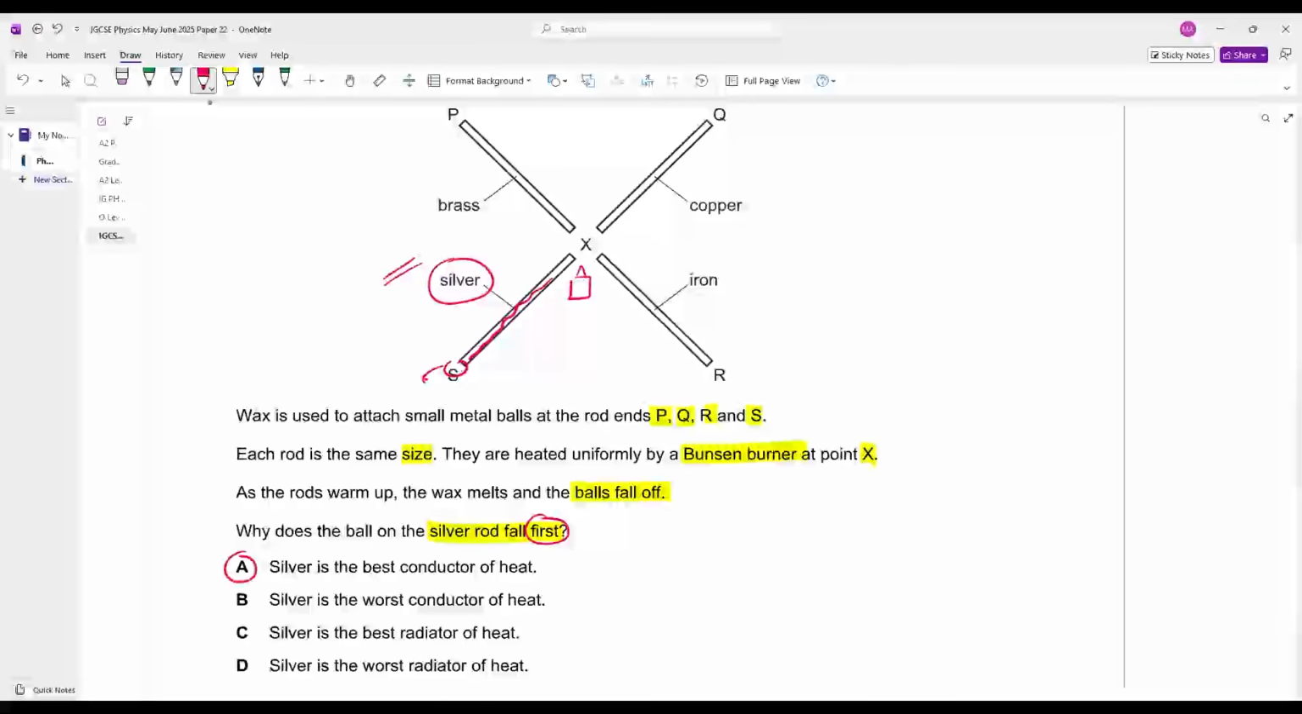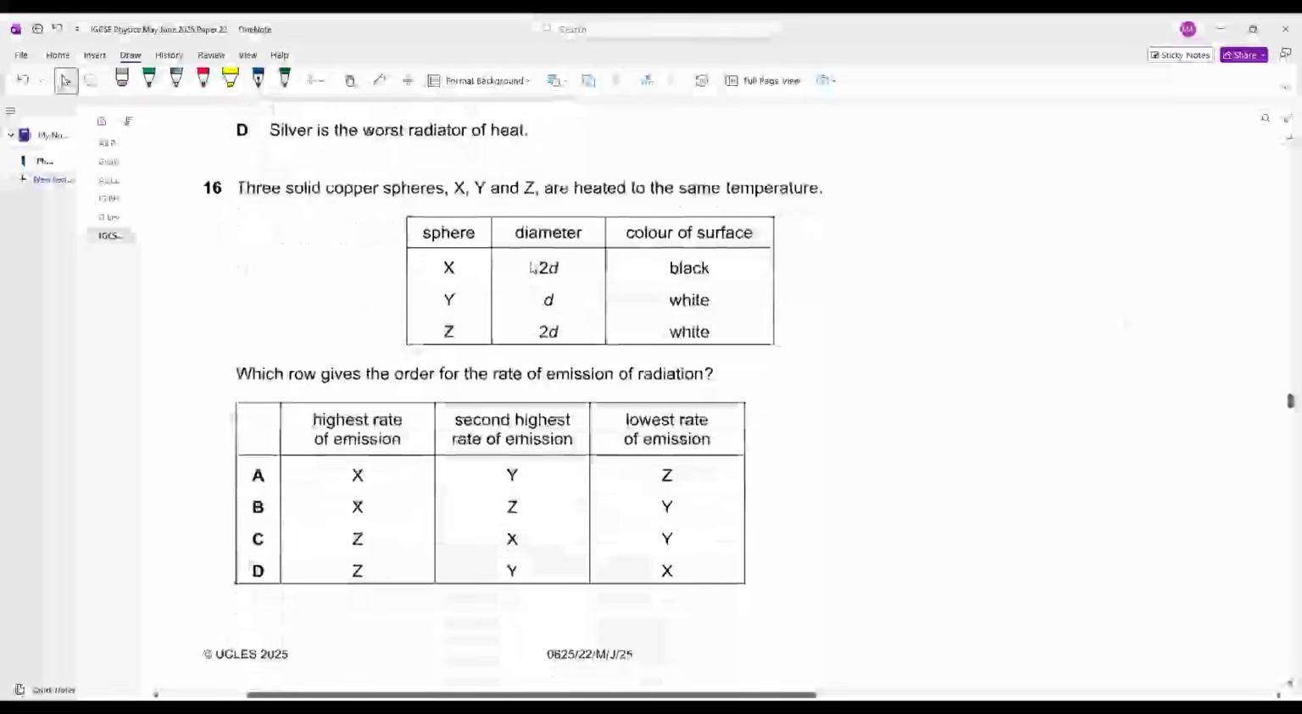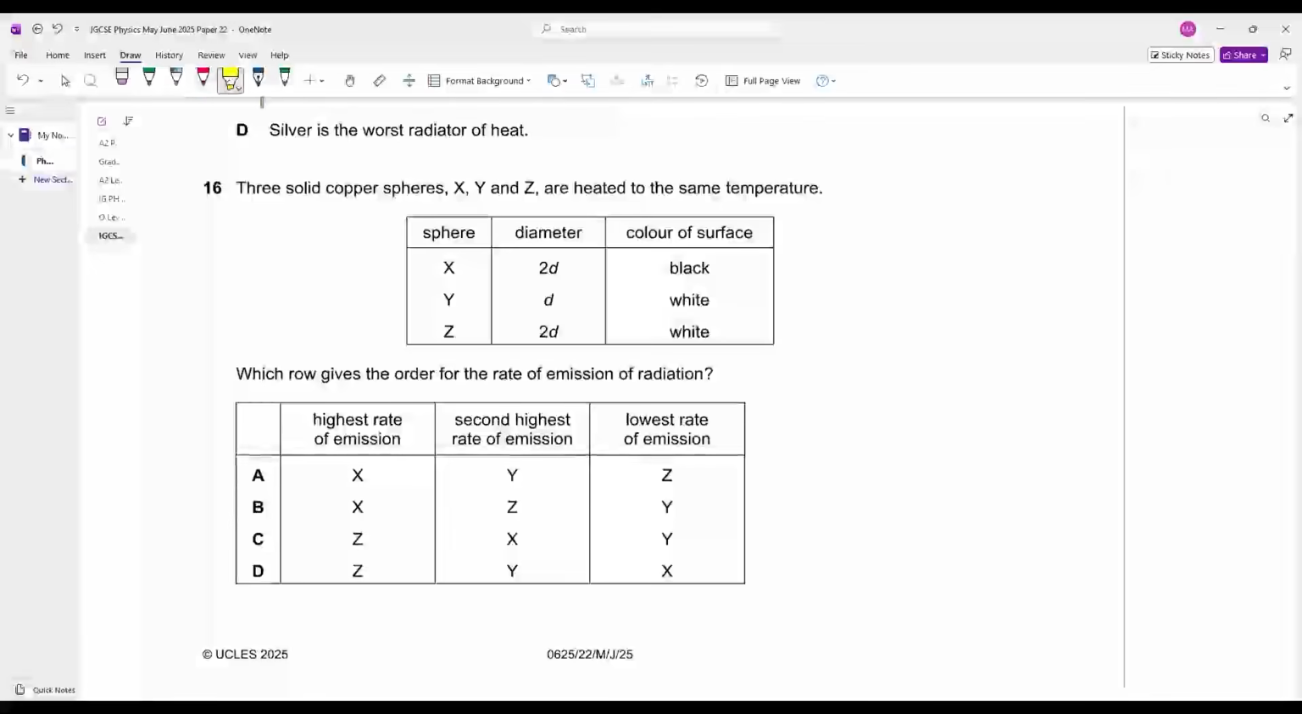A is your answer. Silver is the best conductor of heat. It causes the wax to melt and the ball falls off. Three solid copper spheres X, Y and Z are heated to same temperature. Okay, you have three copper spheres that are heated to the same temperature. Okay.